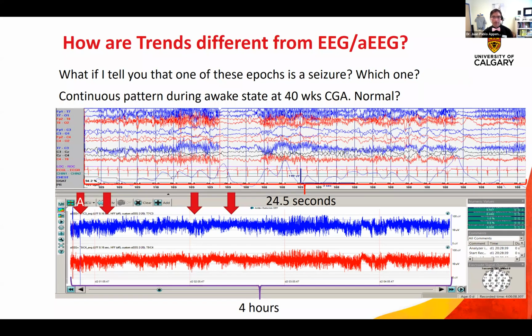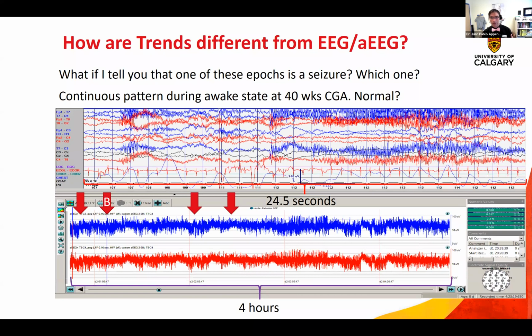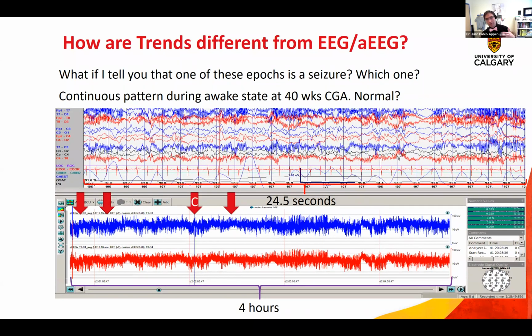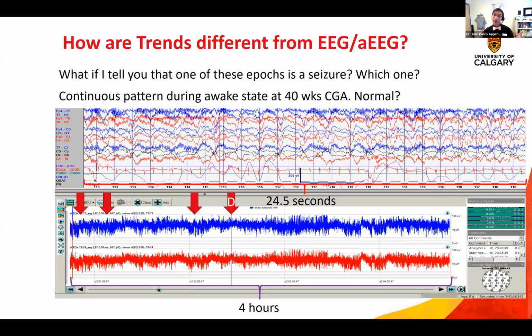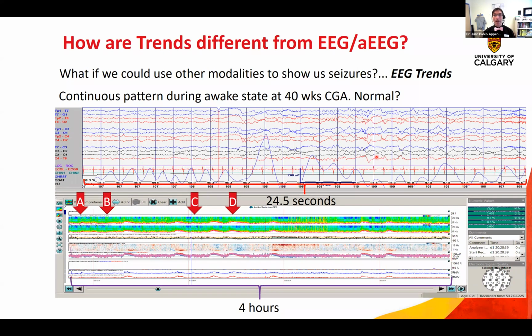So we have number A, that you all answer number B, you all answer number C, that was the winner. Actually, it was not a seizure, but rather D. So how on earth did we miss that?